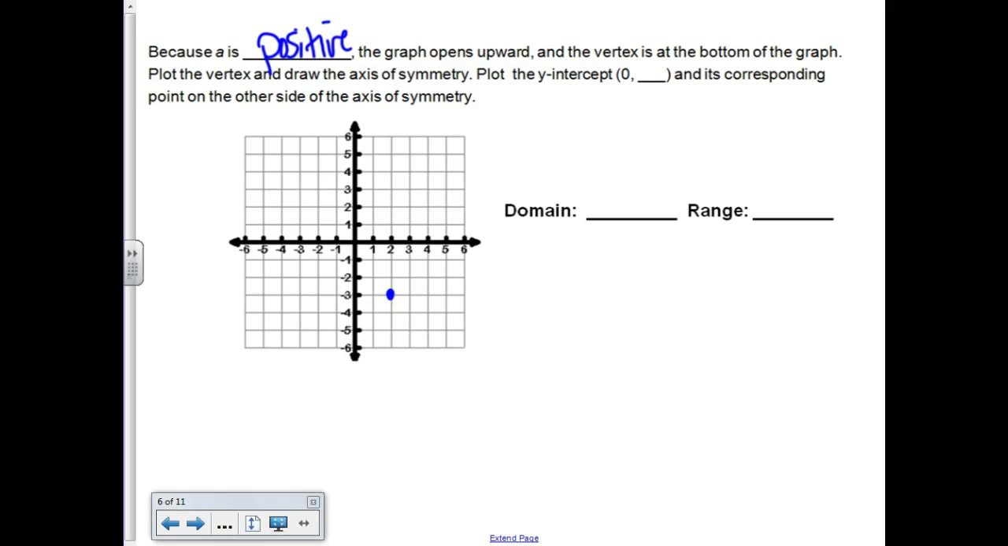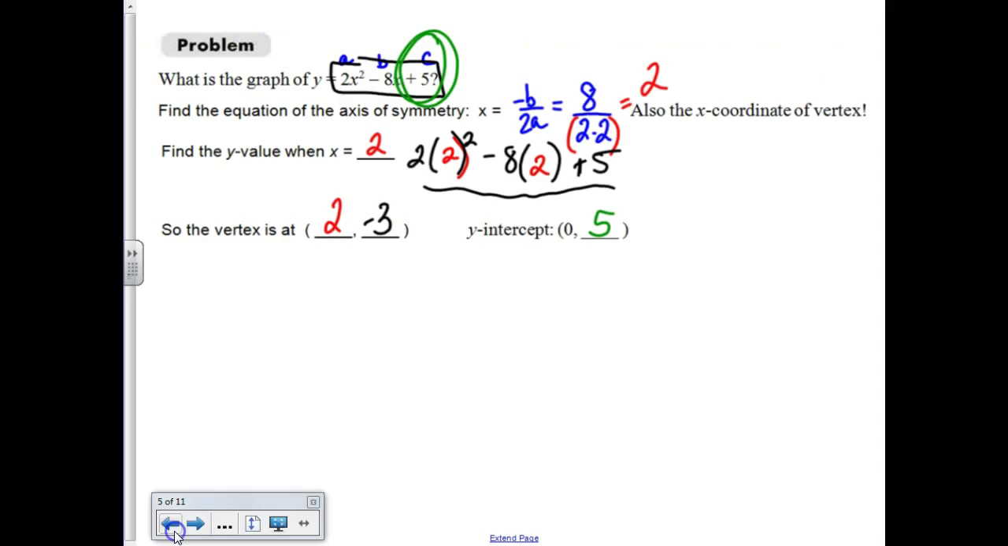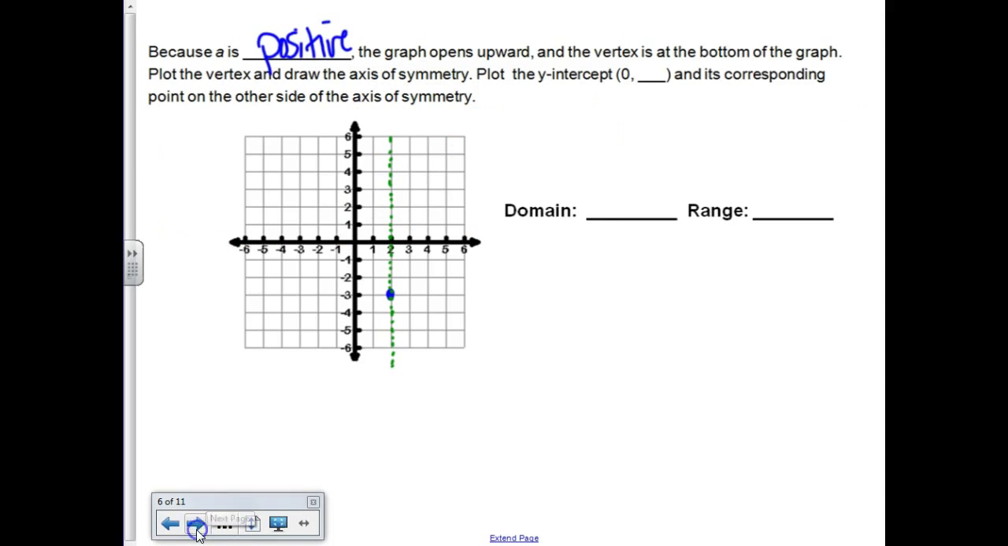The next thing I'd like you to do, and if you have a highlighter, that might be best, is graph in the axis of symmetry. We remember from yesterday that the axis of symmetry just cuts through my vertex. The third thing I want you to plot is the y-intercept. I'm going to go back a screen because I forgot. We decided my y-intercept was at 0, 5. So I'm going to plot the y-intercept at 0, 5.